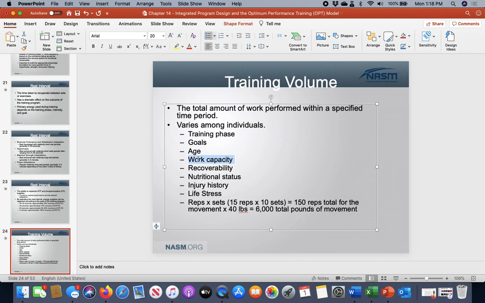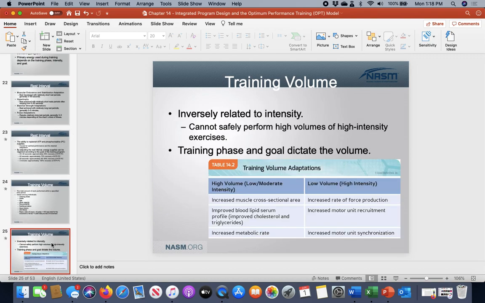Life stress: just say a person is having a rough time in their life and they're going through a life event. Well, then there it is. Your life stress is going to play a part there. Okay, so just kind of think about that in the back of your head when you're looking at this. All right, so what are we looking for in terms of training volumes?